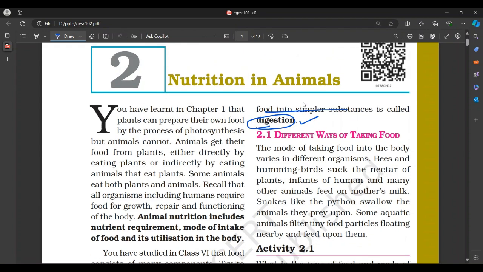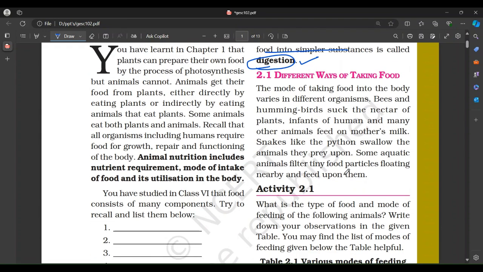Now, different ways of taking food. The mode of taking food into the body varies in different organisms, right? Humans eat by their mouth. Every animal eats with its mouth only, but the way is different. Bees and hummingbirds suck the nectar of plants. They are not eating, they are just sucking. They are not biting that nectar, it is in liquid form. So the examples are bees and hummingbirds sucking nectar. Nectar is their food, right?